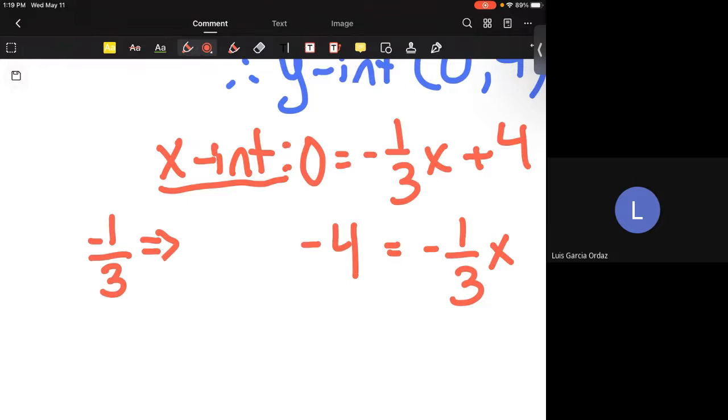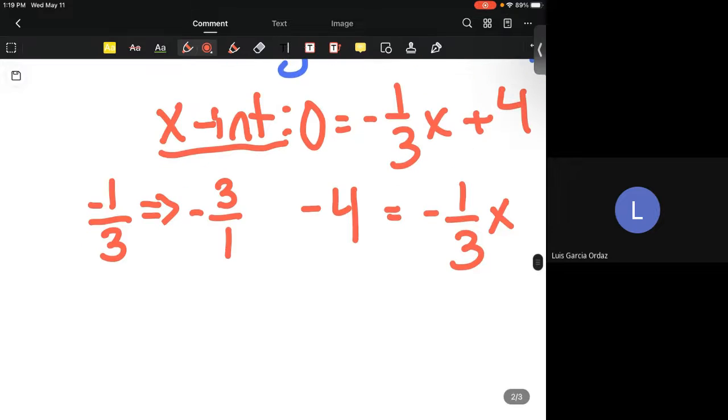3 over 1. Positive or negative? Sorry, negative 3 over 1. Yeah. So that means I have to multiply both sides by negative 3 over 1. Okay? So when I multiply a fraction by its reciprocal, what do I always get as my answer? 1. Thank you, Matthew. You always get 1. So which is why you're just going to be left with x on the right side, and you're going to have negative 4 times negative 3 over 1.